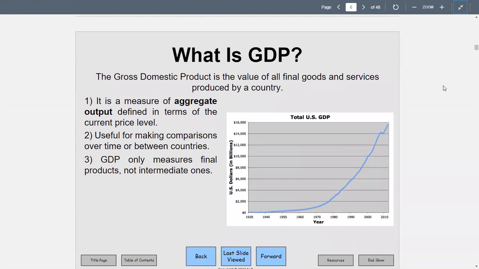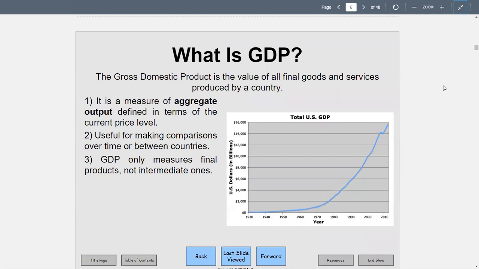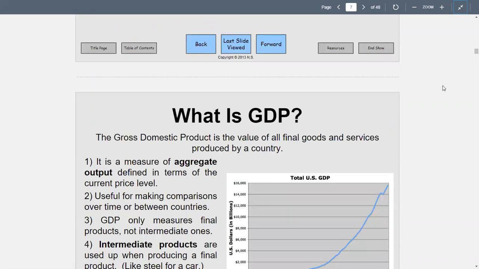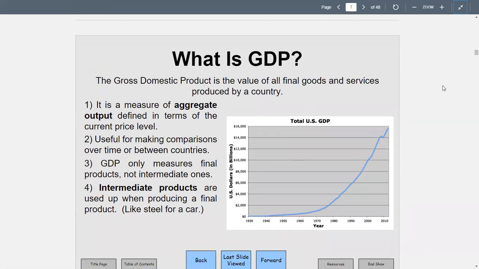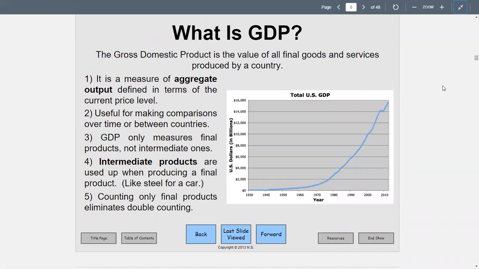GDP only measures the final products and not intermediate ones. Like it won't measure all the components that go into making a computer, it just measures the final computer. Intermediate products are used when producing a final product, like steel for a car. Counting only the final products eliminates double counting, so it gives you a more accurate number.